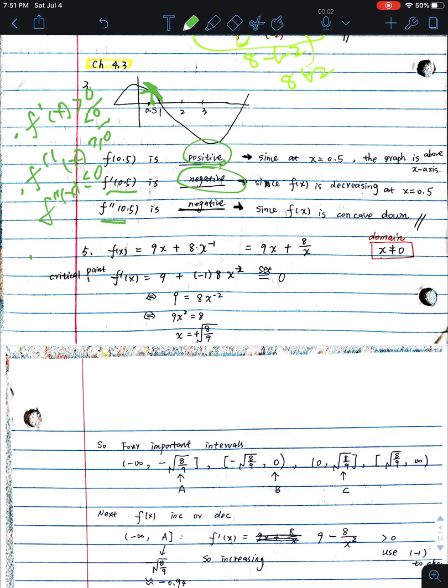How about the second derivative at x equal to 0.5? We know the second derivative is used to check whether the graph is concave up or concave down. For x equal to 0.5, this part is concave down, which means the second derivative should be less than or equal to 0. So it's negative.